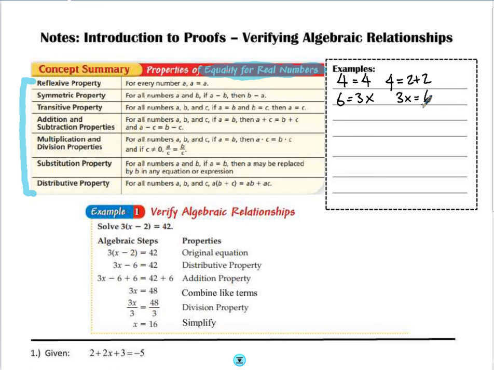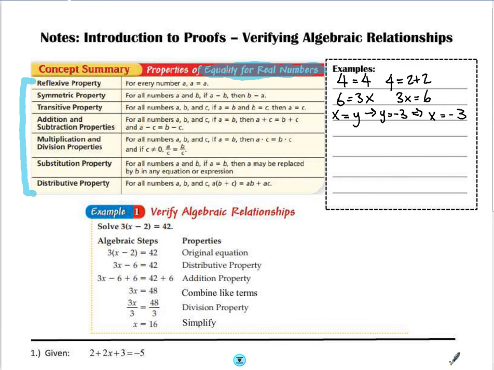Next is the transitive property: for all numbers A, B, and C, if A equals B and B equals C, then A has to equal C. What's an example of that? Let's assume that we know x equals y, and we also know that y is equal to negative 3. Since x is equal to y and y is equal to negative 3, by the transitive property, I can conclude, therefore, x would have to equal negative 3.